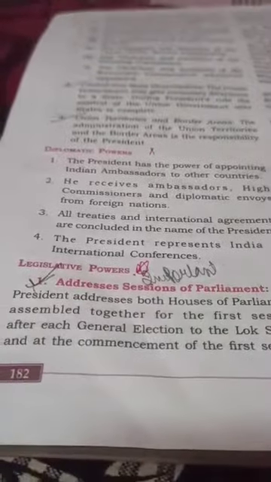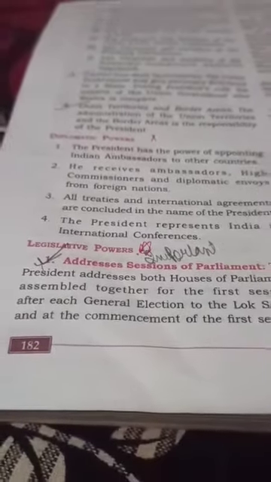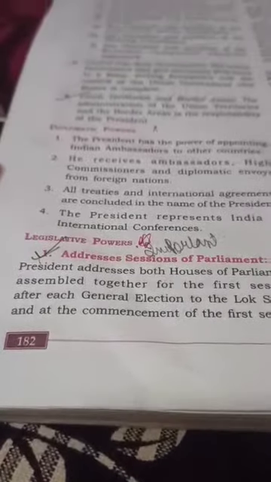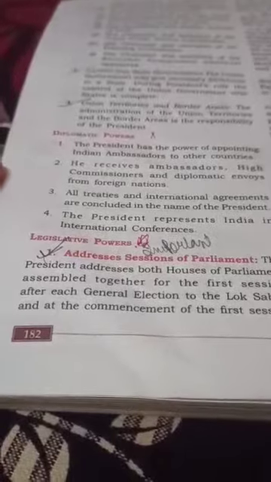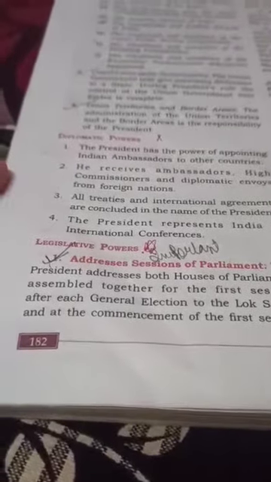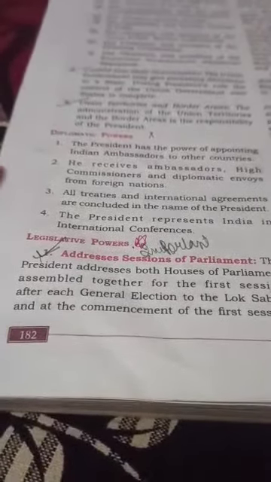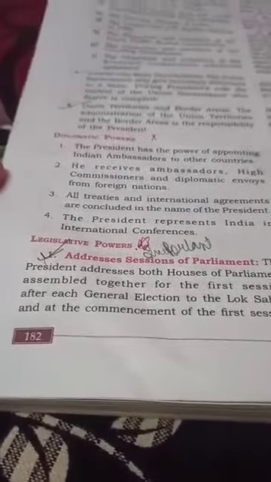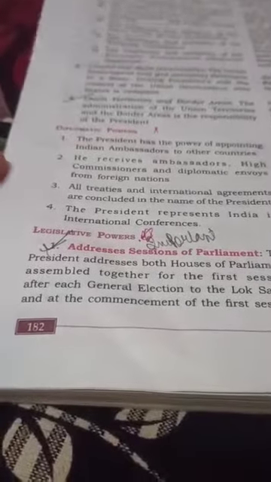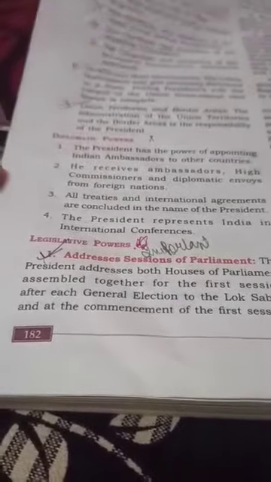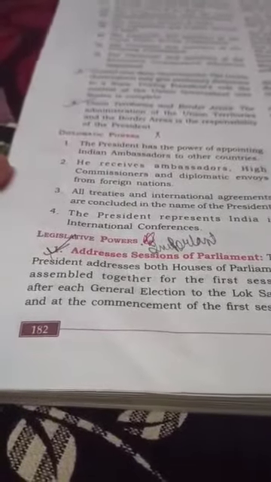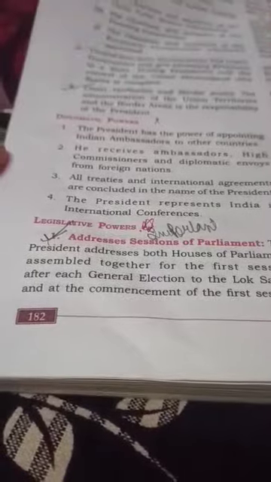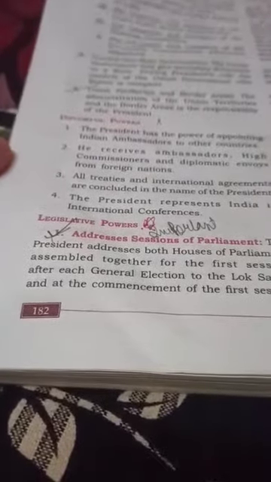So the first point is the address session of the Parliament, when the president is going to address both the houses of the Parliament. There are two different times. The first time the president will address both the houses is when the fresh Lok Sabha session is held. That is, after every general election, the Lok Sabha members who have been elected come into the house, and the president will give a speech, or he will address the house.